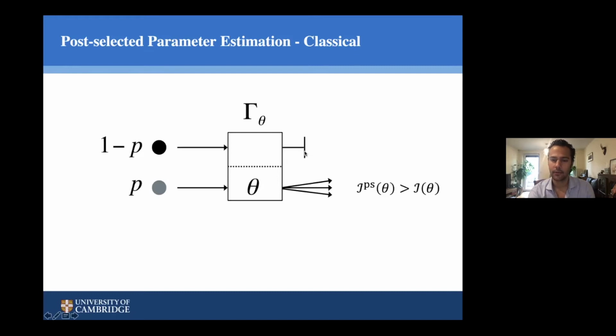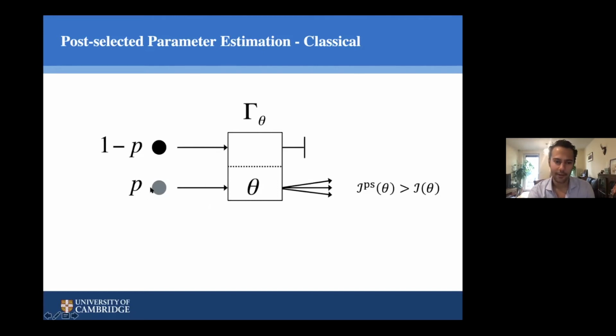And because we've gone from a scenario where we have some amount of particles to a scenario where we have fewer particles, the Fisher information that's left per particle, post-selected on gray balls, will be greater than the Fisher information per particle we had before. So this is just a simple example of how you can use post-selection in order to reduce your experimental cost, in this case, the cost of measuring each ball.